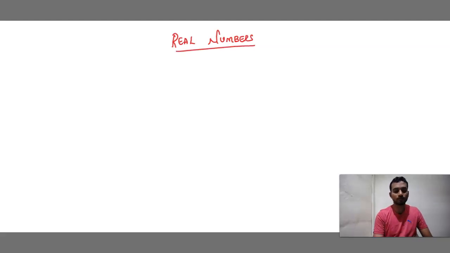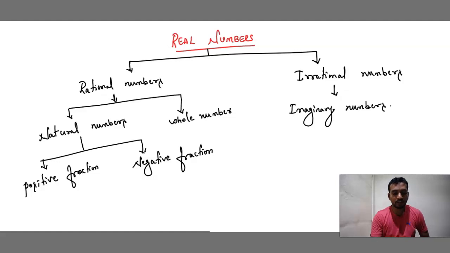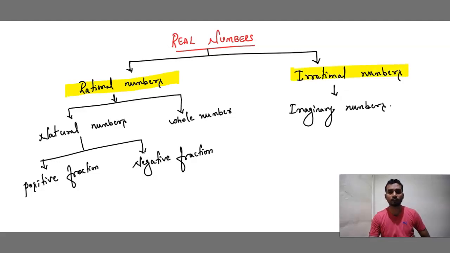Real numbers. Broadly, we classify these real numbers into two types: rational numbers and irrational numbers. Again, this rational number we are going to classify into two types. One is natural number, the other one is whole number. And again in natural number we have two types of numbers: one is positive fraction and the other one is negative fraction. In irrational numbers, if you want to further classify, those numbers are called imaginary numbers.